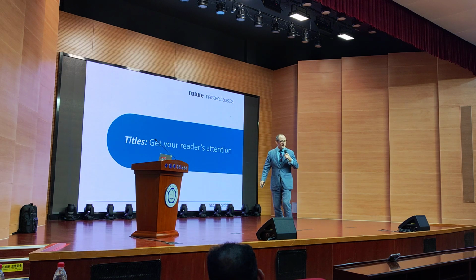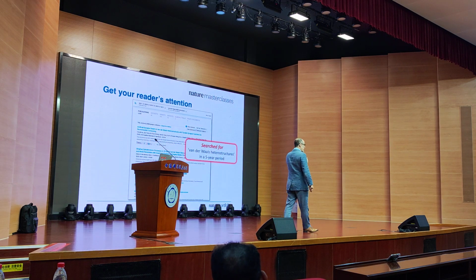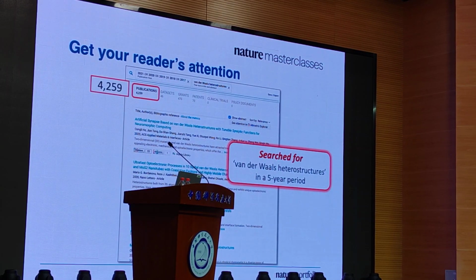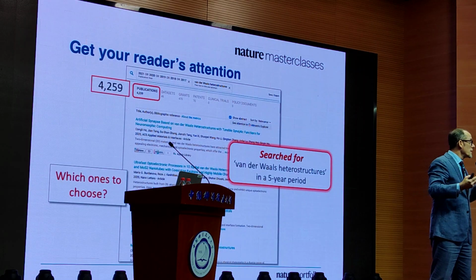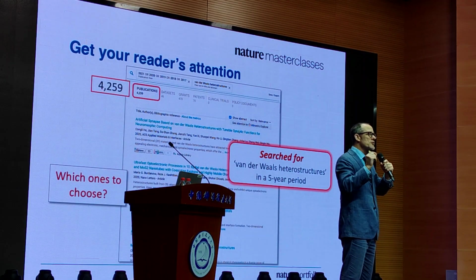Of course, you go online, put in some keywords, and then we just see page after page of titles. Like this. So let's say I was searching for van der Waals heterostructures. And I go into my database, and you can see I find in a 5-year publication window over 4,000 papers on that one specific topic. And I'm going to choose which one based on the title that stands out to me. People look through this list quickly, as I'm sure you do. You're not carefully reading every title, thinking about it, and then moving on to the next one. We're all busy people. So you need to write your title in a way that gets people's attention as quickly as possible.